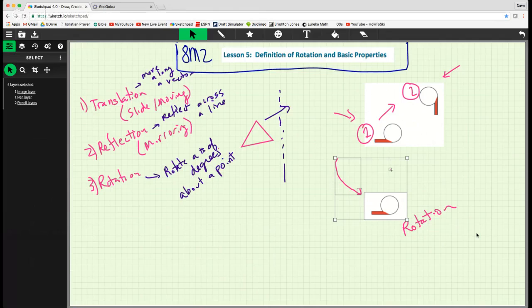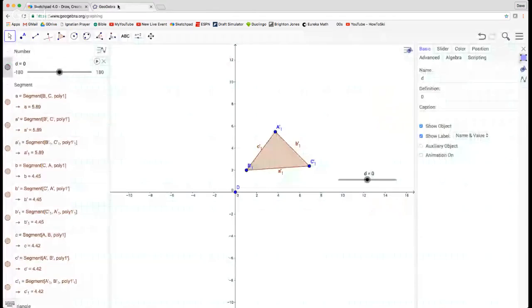So let's look at some more examples of rotation. And I'm going to show it to you using this other program called Geogebra. So this is our program called Geogebra. Just a second, I'm just going to make sure you see what I see. Yeah. Okay. So you're seeing what I'm seeing. Okay. So in this case, we're going to take this triangle and we're going to rotate it around this point D a certain number of degrees.